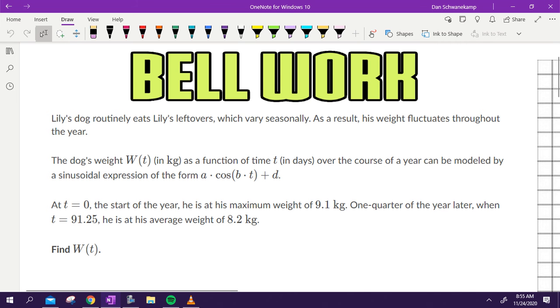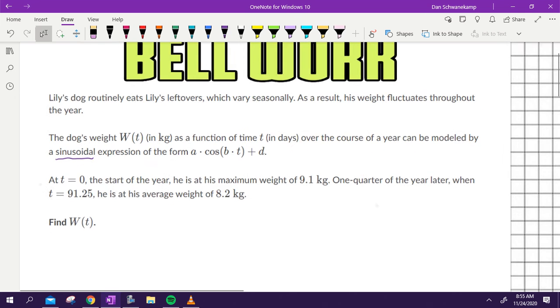Lily's dog routinely eats Lily's leftovers, which vary seasonally. As a result, his weight fluctuates throughout the year. The dog's weight, as a function of time over the course of days, can be modeled by a sinusoidal expression of the form A cosine bt plus d. Sinusoidal is just a fancy phrase to mean it's either a sine or a cosine curve. It's just in that family of curves.